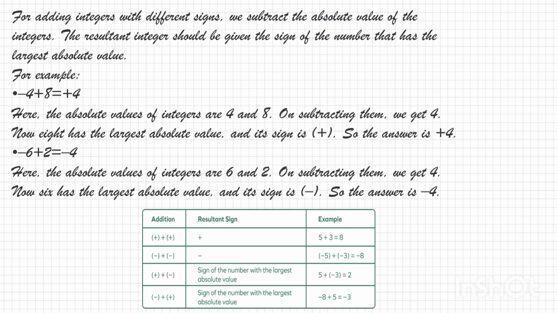Minus 6 plus 2 is equal to minus 4. Here the absolute values of integers are 6 and 2. On subtracting them we get 4. Now 6 has the largest absolute value and its sign is minus. So the answer is minus 4. This is the summary of adding integers. The table given below has examples on integers.